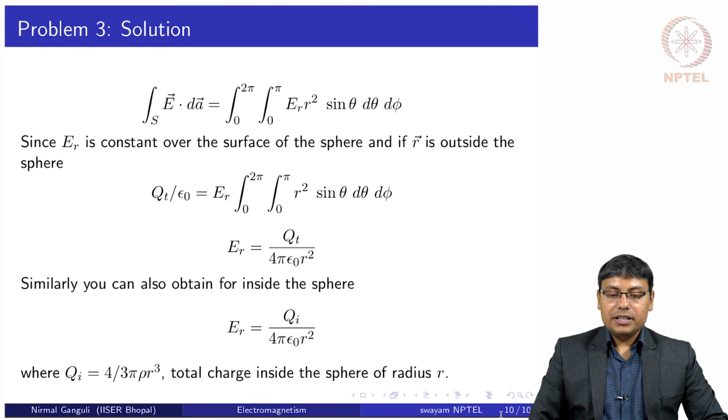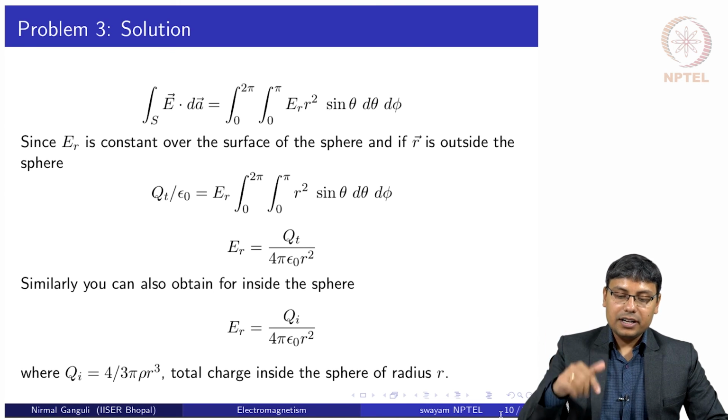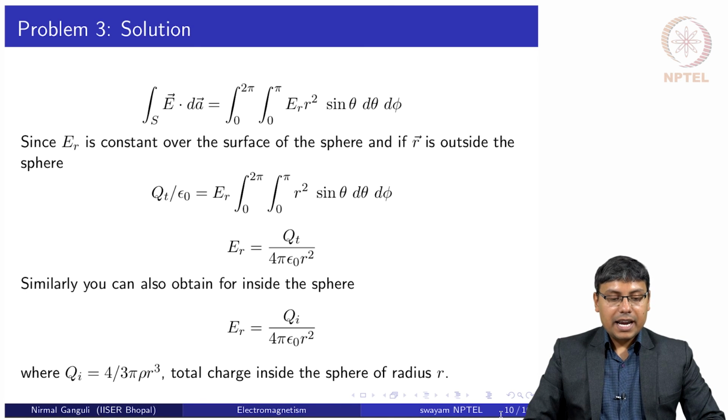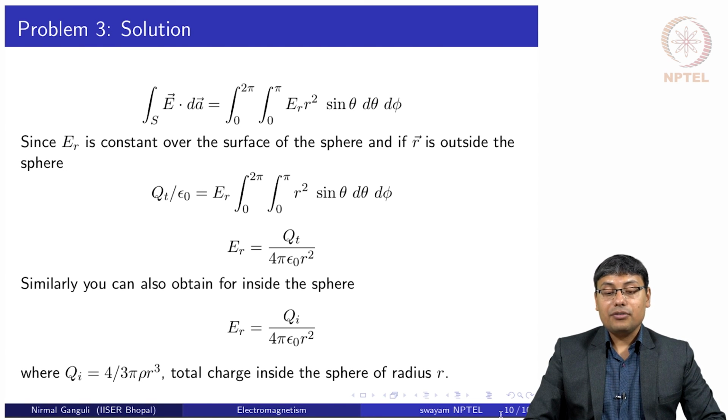Similarly, you can also obtain the electric field inside the sphere, that will be Qi, that is the charge enclosed up to our point of observation, not beyond that, over 4 pi epsilon naught r squared, and we know that Qi would be 4 over 3 pi rho r cubed, small r cubed. So, the total charge inside the sphere up to radius r, and using whatever we did earlier, the ratio between Qt and Qi, we can express this electric field also in terms of the total charge. Please do that, and this is where we end the third tutorial.